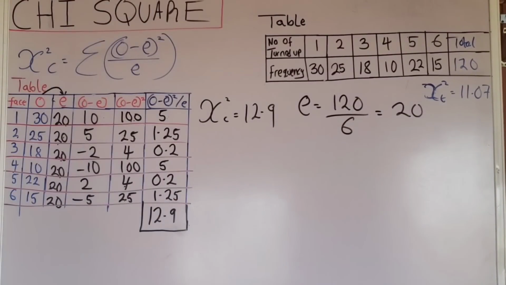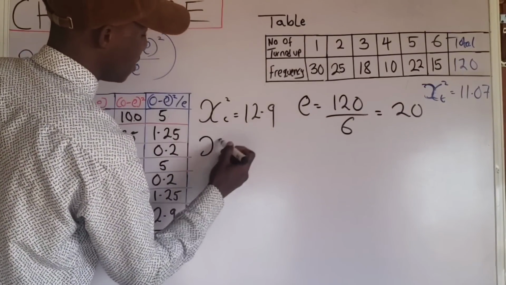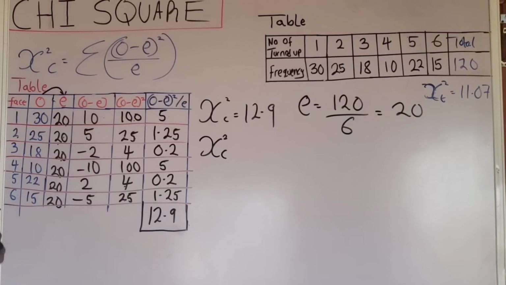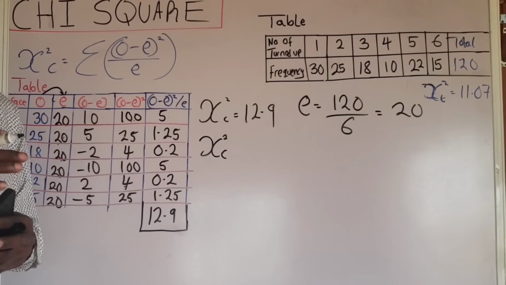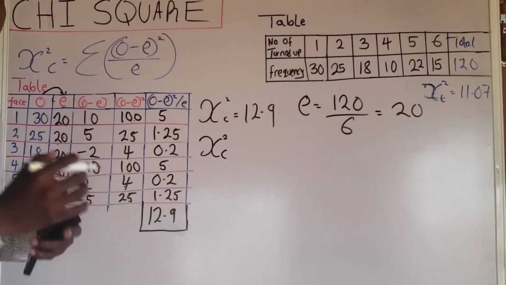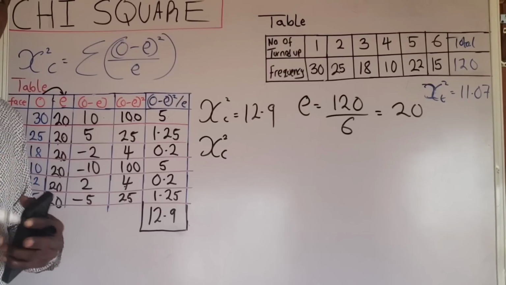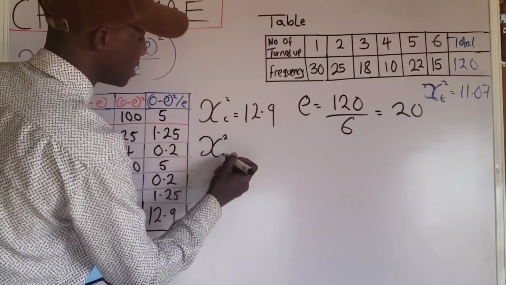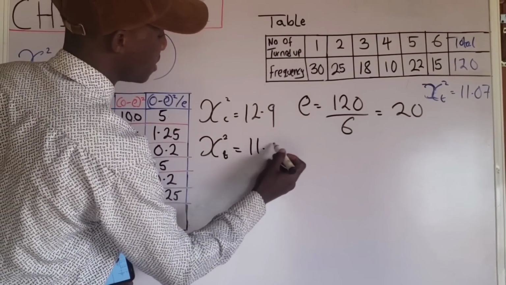Okay, now we've been given in the question that the critical value at 5% is 11.07. Okay, so the critical value is the tabulated chi-square. Please pay attention. The tabulated chi-square is also known as the critical value. That is the chi-square that we got from the table. So here the tabulated chi-square, which is xt squared, is equal to 11.07.